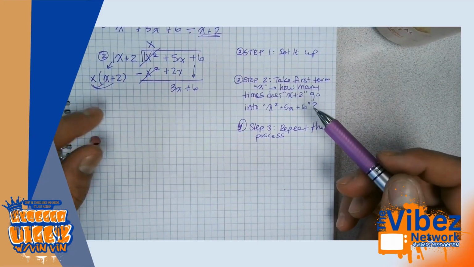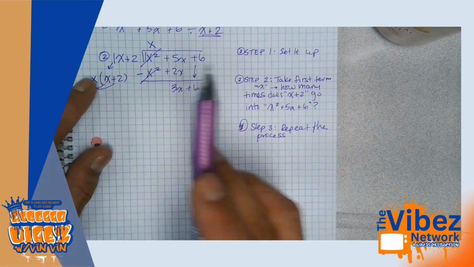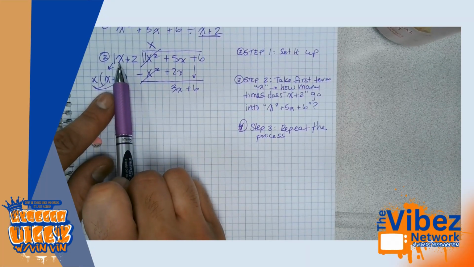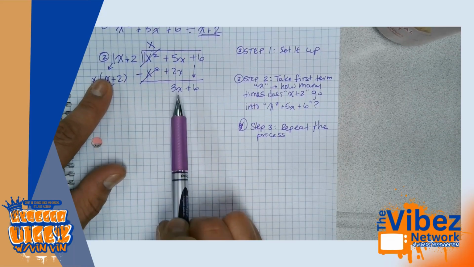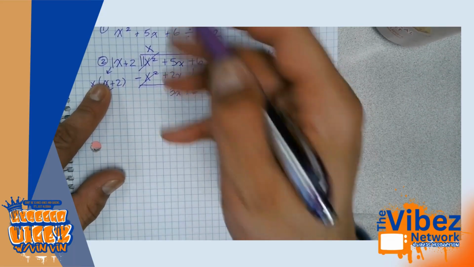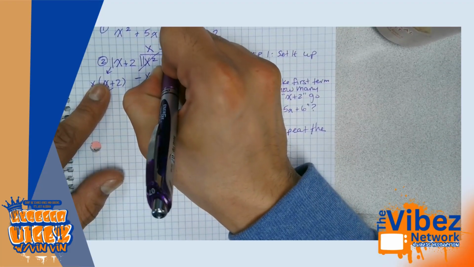Repeat the process. So we're going to ask ourselves right now, how many times does 1x go into 3x? And we know that 1 goes into 3 three times, and because this is not negative, it's positive, what we're going to put up here is a plus 3.